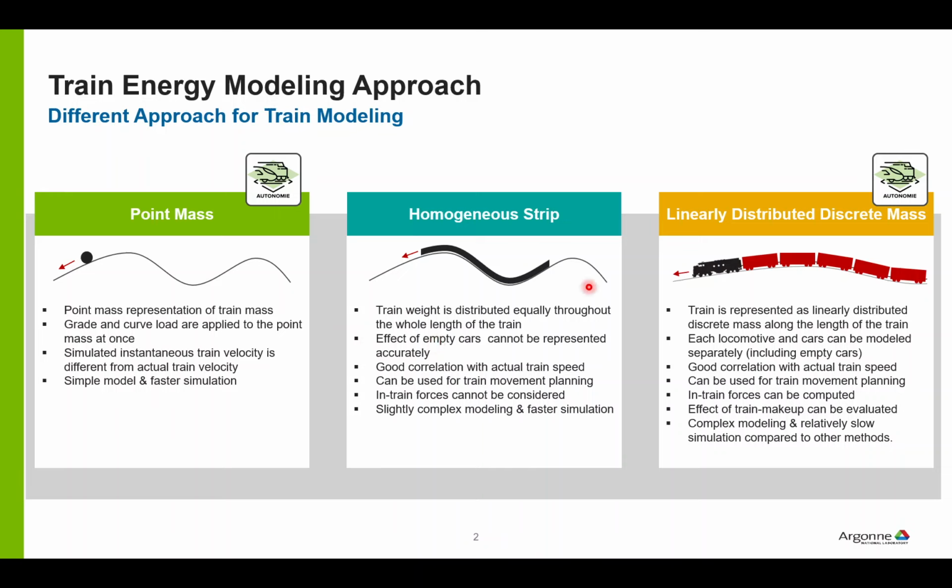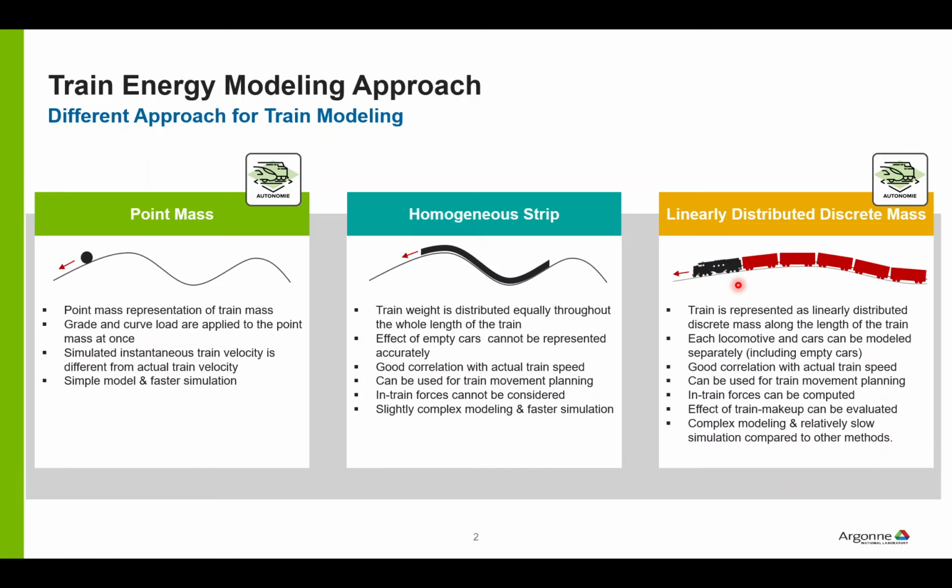And the last one is the linearly distributed discrete mass approach, where you model each and every individual locomotive and car that is in the train. The advantage of this approach is that the in-train forces can be computed along the length of the train on different couplers, and you can also see the effect of putting locomotives at different remote locations along the length of the train. Its effect on the energy consumption can also be studied.